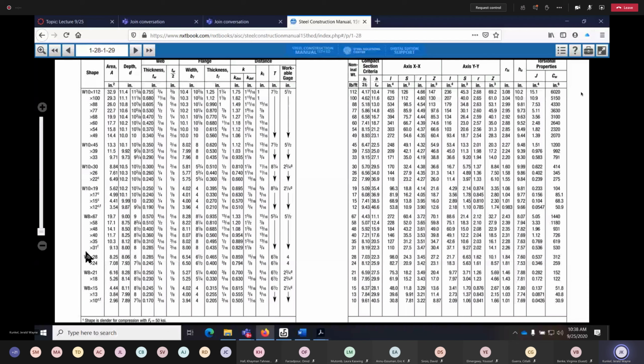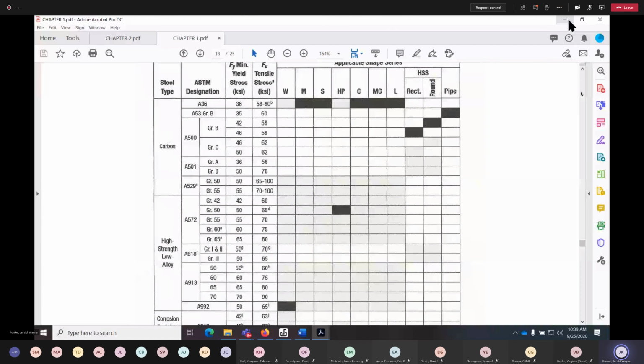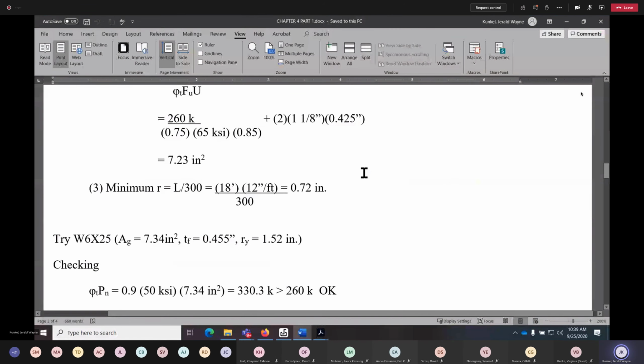Well, let's check and see. Maybe a W10 works. There's a W10 by 26, 7.61 square inches. It comes within a gnat's ass of working, right? It's got the area that we need, but it's still heavier than the 6 by 25. So it turns out we in fact have picked a good member, the W6 by 25. That appears to be the lightest section that will give us an area of 7.23.